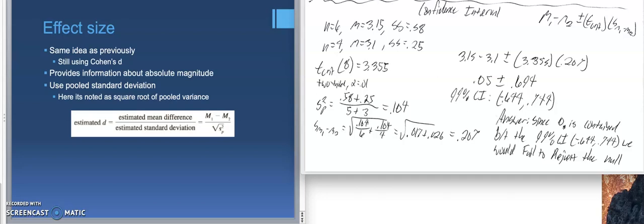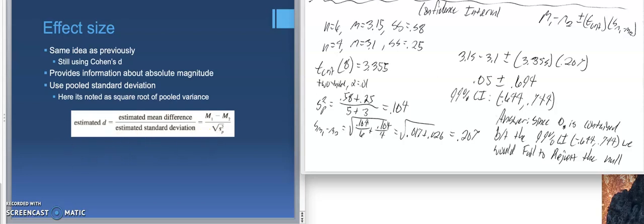This looks relatively familiar. What is the mean difference, M1 minus M2, where before, when we did the one sample t-test, we had the estimated standard deviation. Now we just use a pooled variance to find that. Remember, from variance to standard deviation, we take the square root of variance. We're taking the square root of pooled variance, so estimated standard deviation. Again, the whole idea here is that it's independent of sample size.